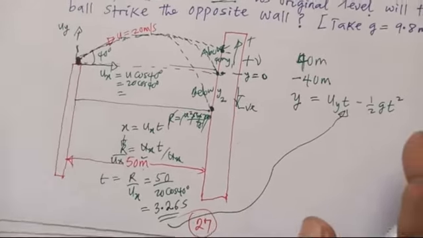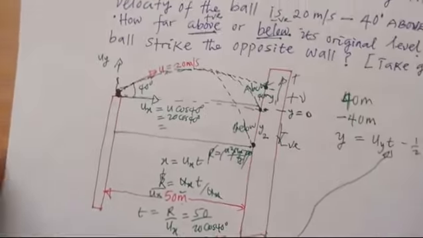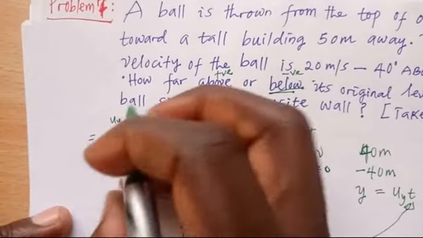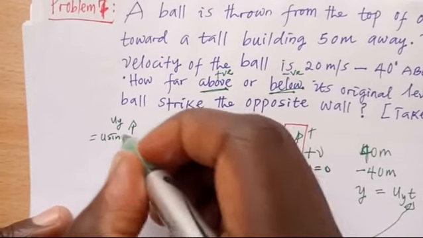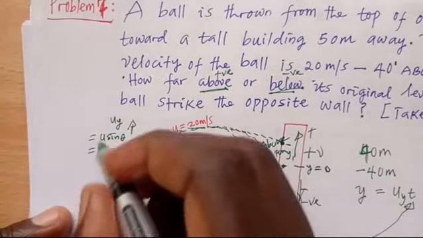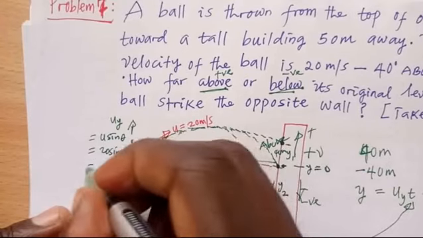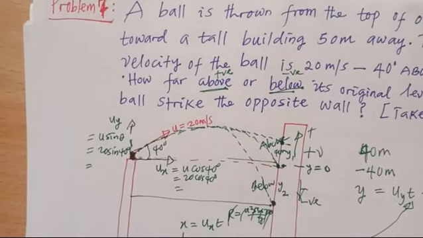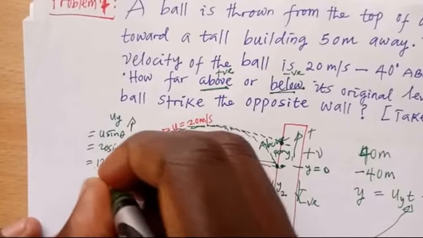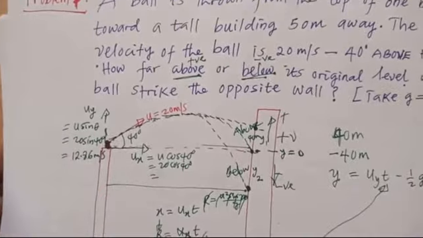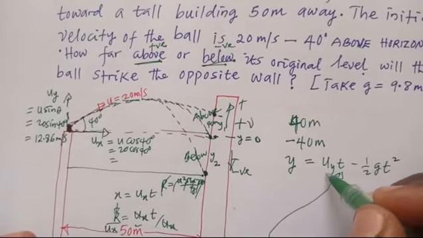The next thing I need is this u sub y, and from the diagram here, my u sub y is u sine theta, and my u is 20, sine of the angle I am given, 40 degrees. So I press now 20 sine 40 degrees. This will give me 12.86 approximately, 12.86 in meters per second.